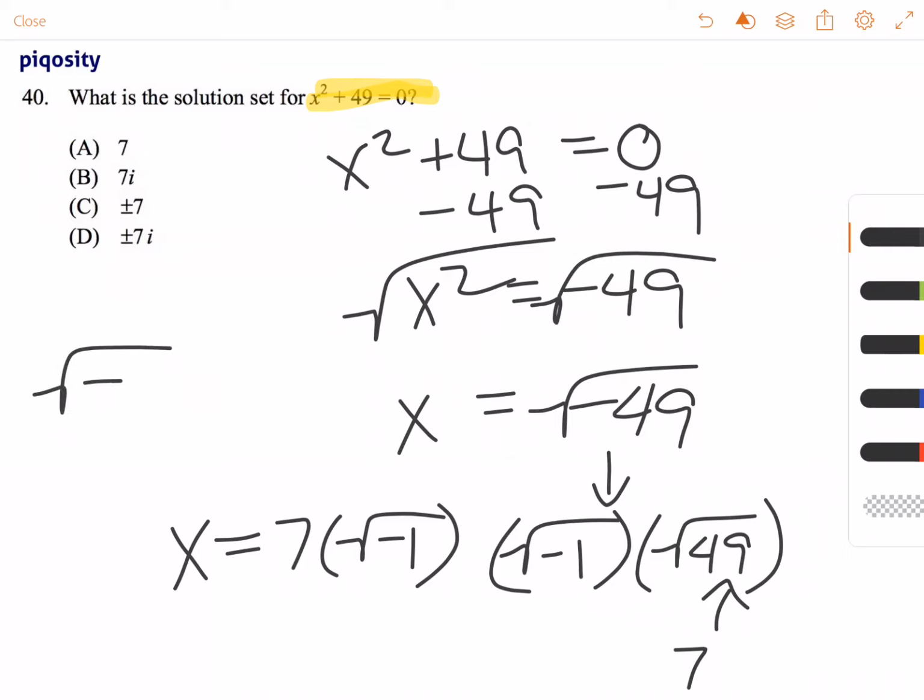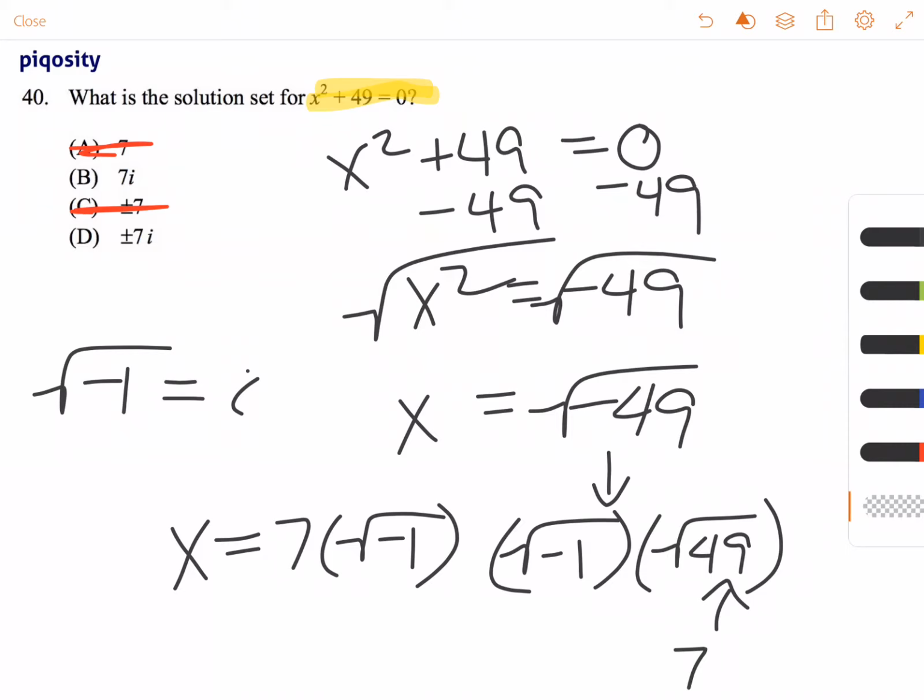The square root of negative 1 is often written as an italicized i, which is the case for answer choice B and D. Now, since A and C don't have an i in there, those are not our answer choices. So we're looking at B versus D.